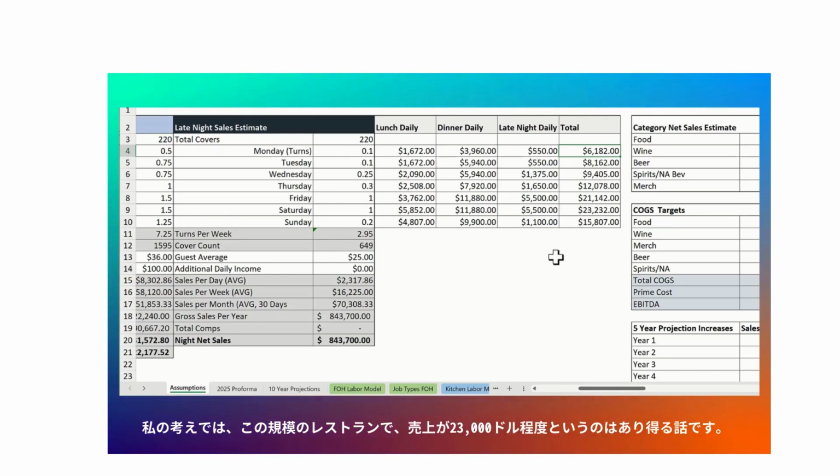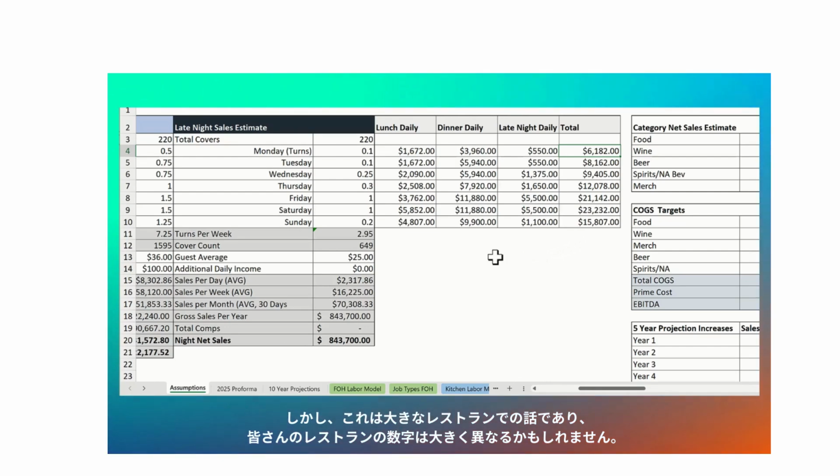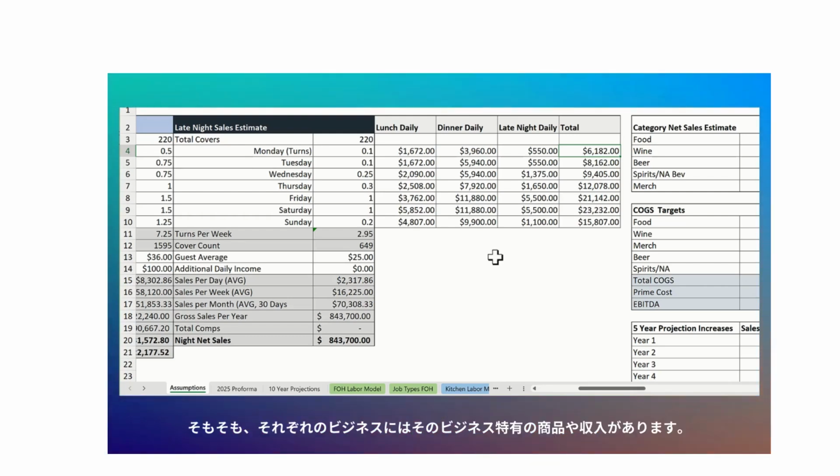In my mind, a restaurant of this size, it's totally feasible for this restaurant to do about $23,000. Now, again, this is a large restaurant, and your restaurant's numbers may be dramatically different, and that's okay. That just is what your business is going to produce.